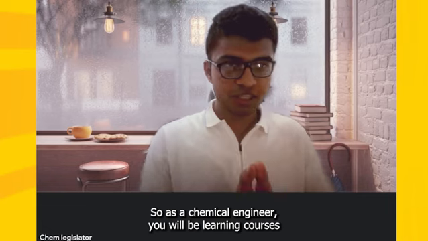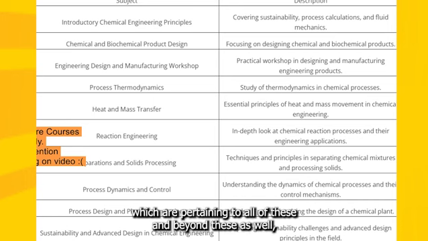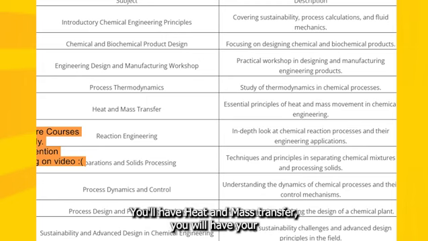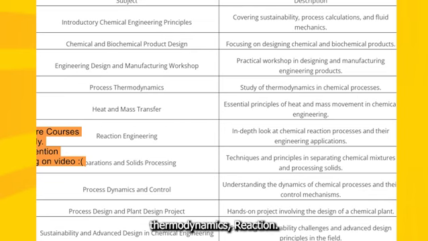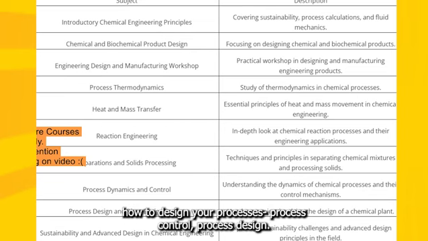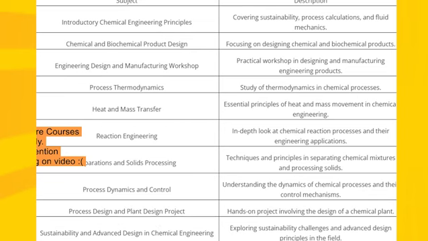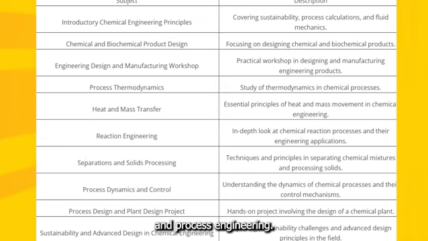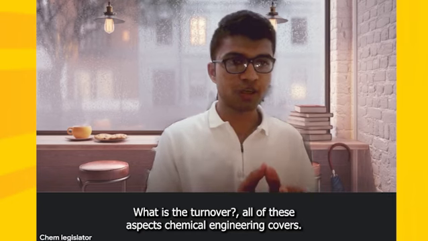As a chemical engineer, you'll be learning courses pertaining to all of these and beyond, which I couldn't cover in this simple example. You'll have heat and mass transfer, thermodynamics, reaction kinetics. Along with that, you'll learn how to design your processes, process control, process design. You'll also be studying plant economics and process engineering. What is the capital expenditure of the plant? How do you plan the operations of the plant? What is the turnover, etc.? All of these aspects chemical engineering covers, right?